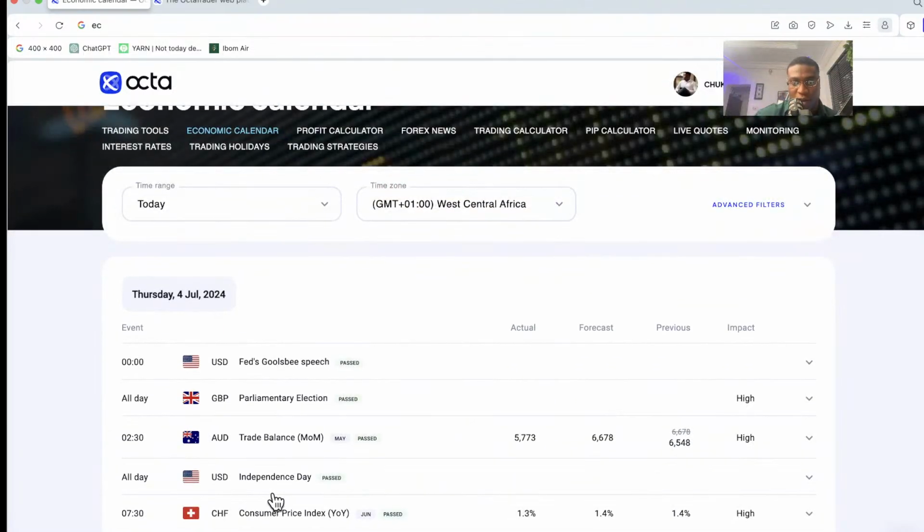All right. So today we have just very few economic events. I think one of the most important economic events we had today was the trade balance month over month for the Australian dollar and also the CPI for the Swiss franc. Today is the Independence Day for the United States of America.